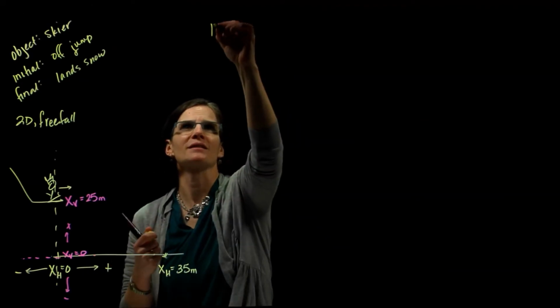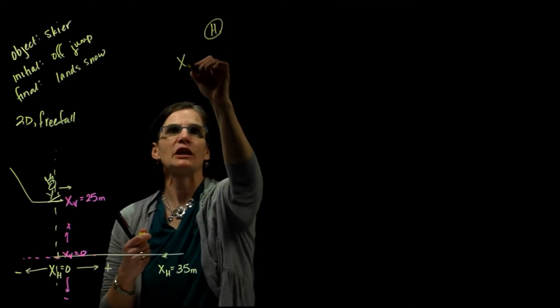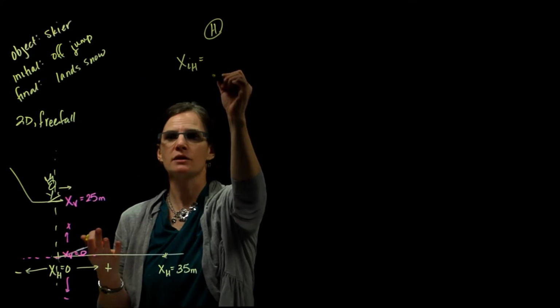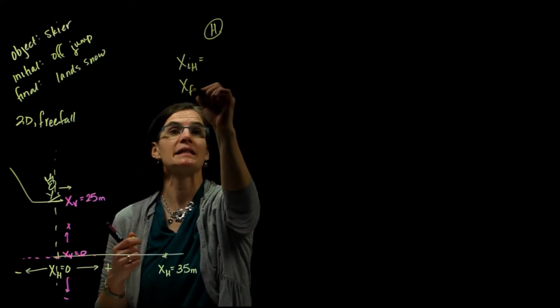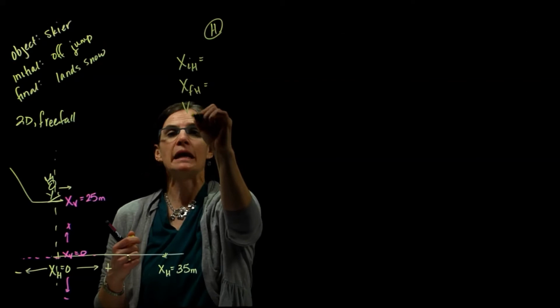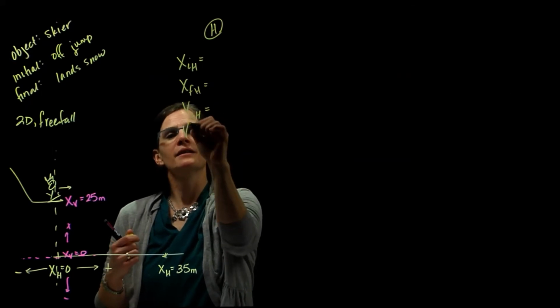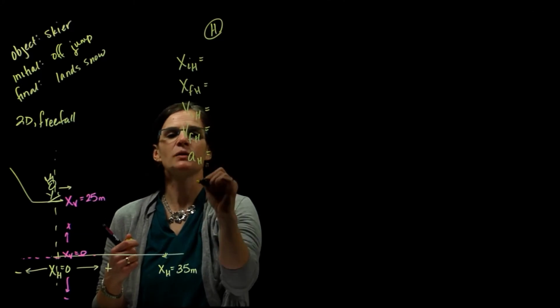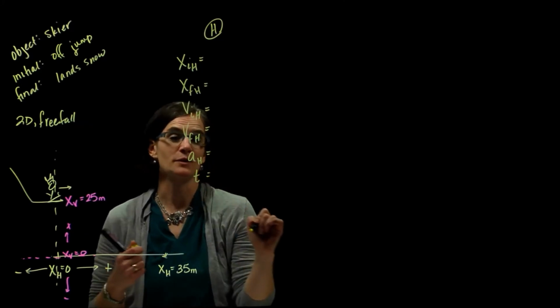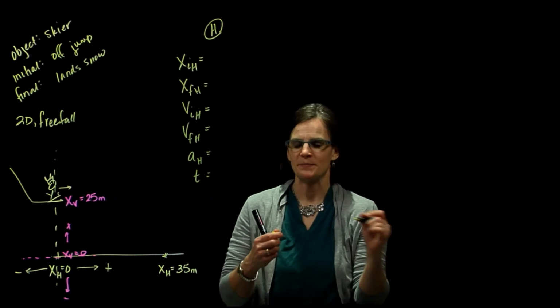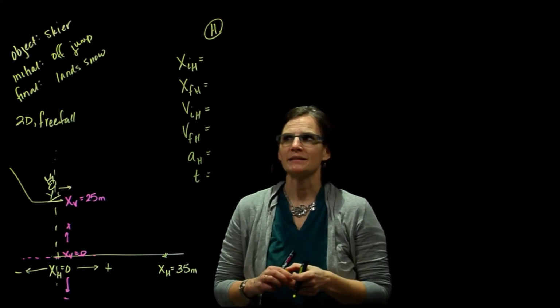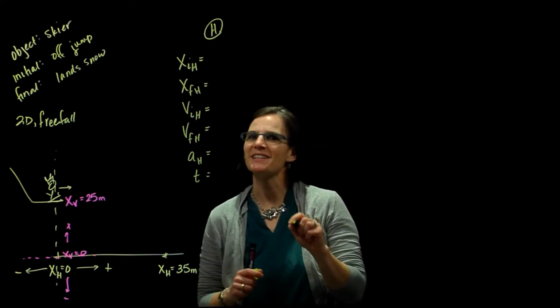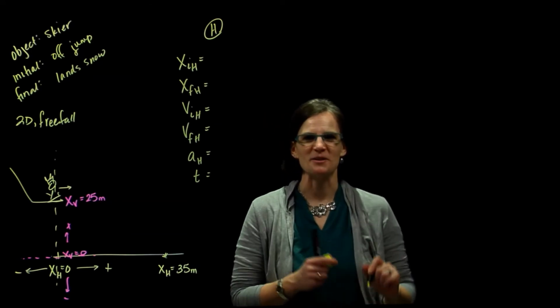We have our horizontal list. And so let's look at those values. Where does the object start horizontally? The skier. Where does the skier end horizontally? How fast are they going horizontally to begin with? How fast are they going horizontally to end with? What is that acceleration horizontally? And the time, which of course is the same horizontal or vertical. So let's look at that horizontal list. Pause the video if you're tempted and try that list and then see how you do with it.